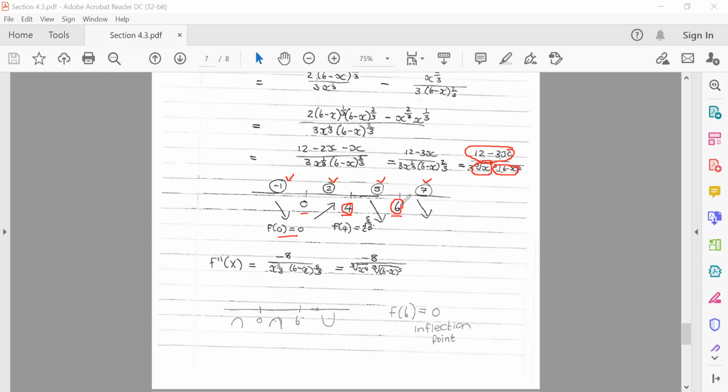There's nothing happening there. There's no local min, there's no local max. Why? Because it's decreasing on both sides. All right. If it's decreasing on both sides of some x value or some critical value, or if it's increasing on both sides, then you don't have a local max or local min.